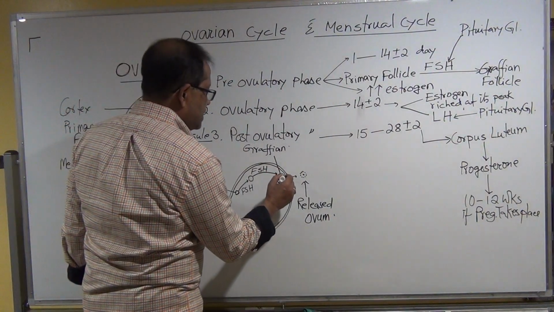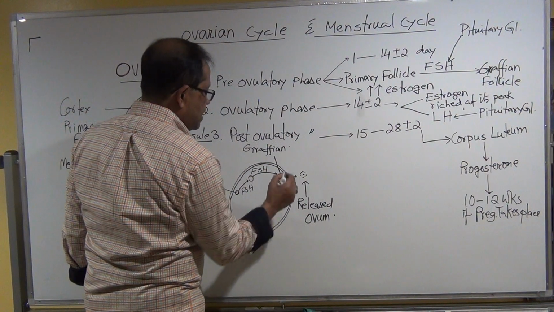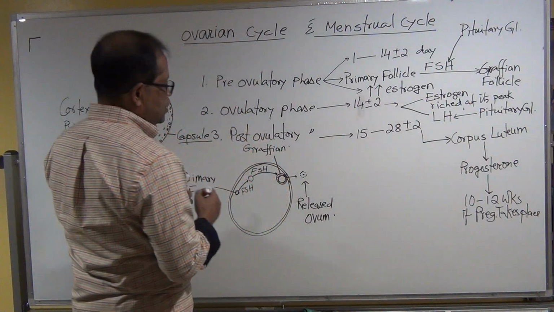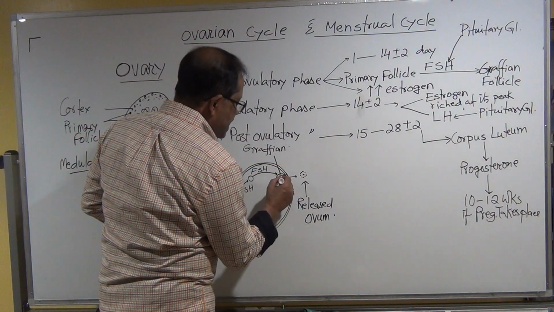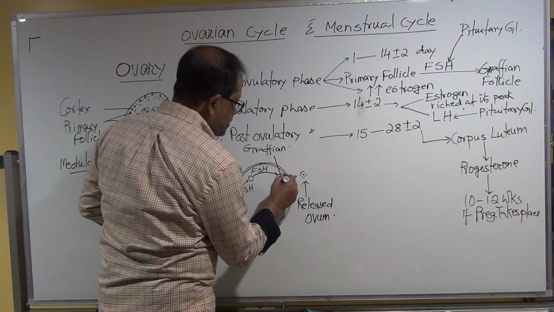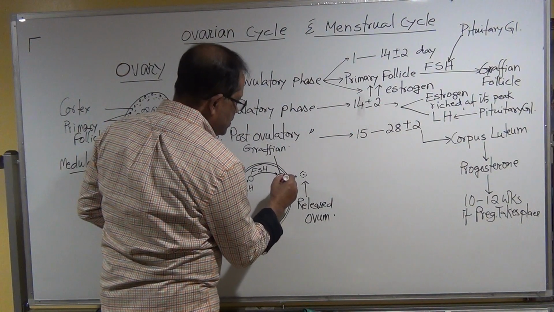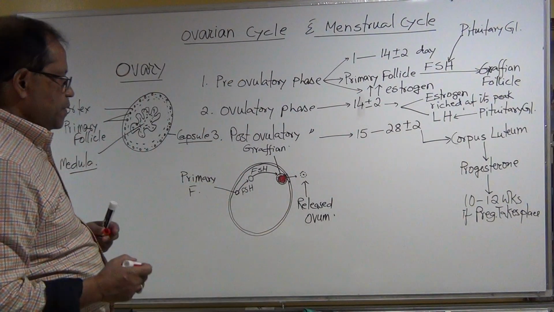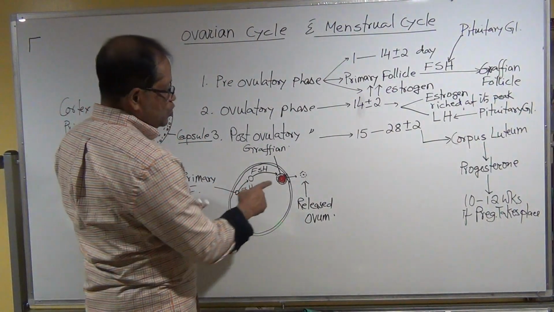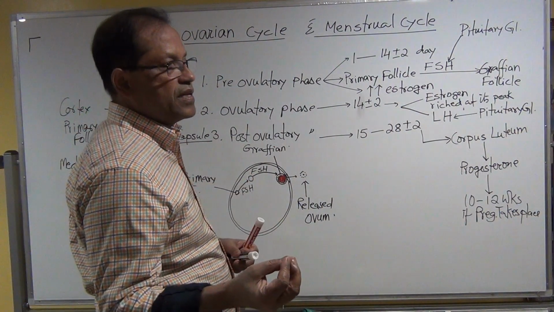So now what happened? This will turn into corpus luteum, and in this corpus luteum, you will see anechoic fluid. You will see the fluid, and it is the blood and tissue fluid, and it is known as corpus luteum hemorrhagicum because of the bleeding inside.